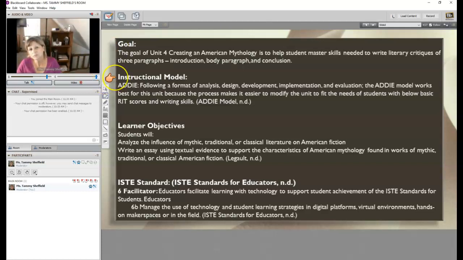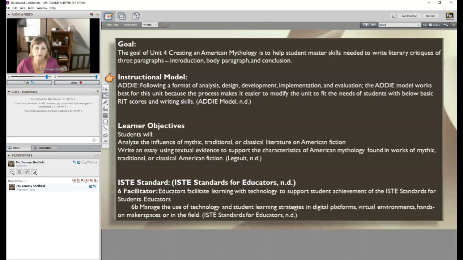The instructional model that I chose that I thought would really fit best with this is the ADDIE model, because following this format of analysis, design, development, implementation, and evaluation, I think it really works well with the group of students that I'm targeting with these lessons.